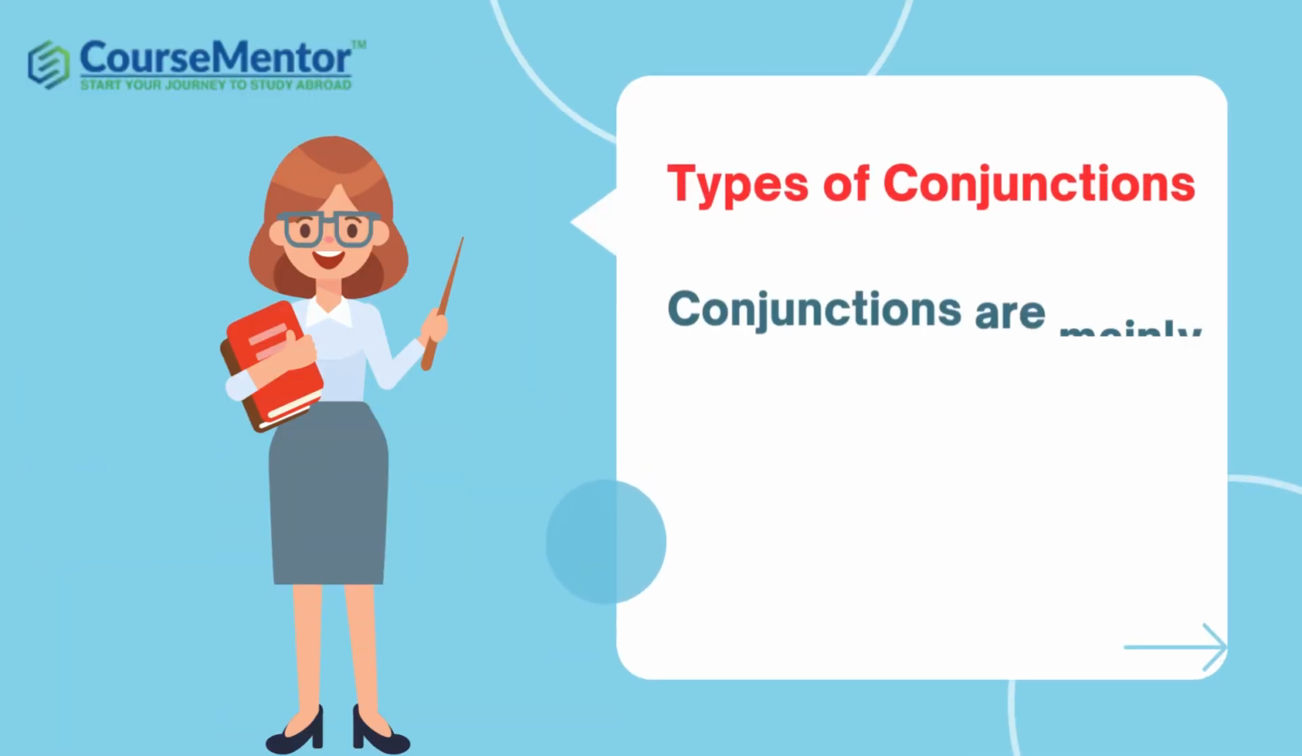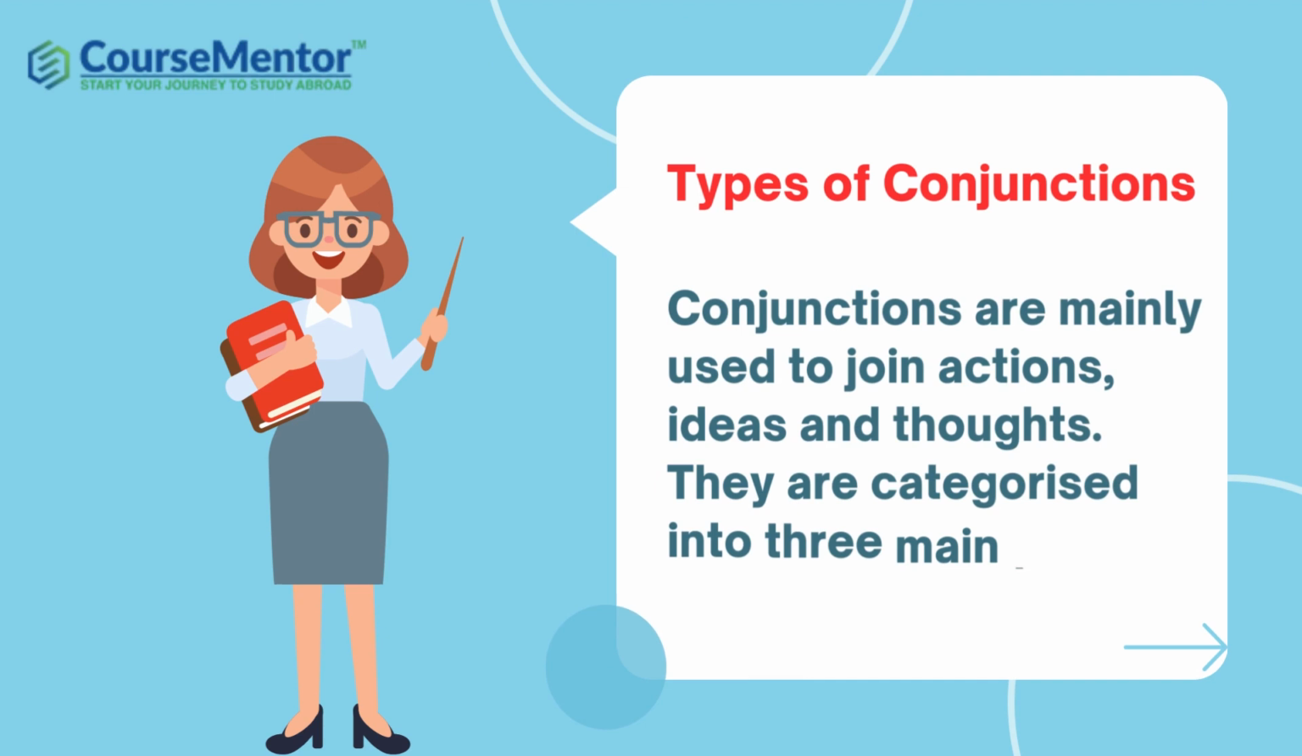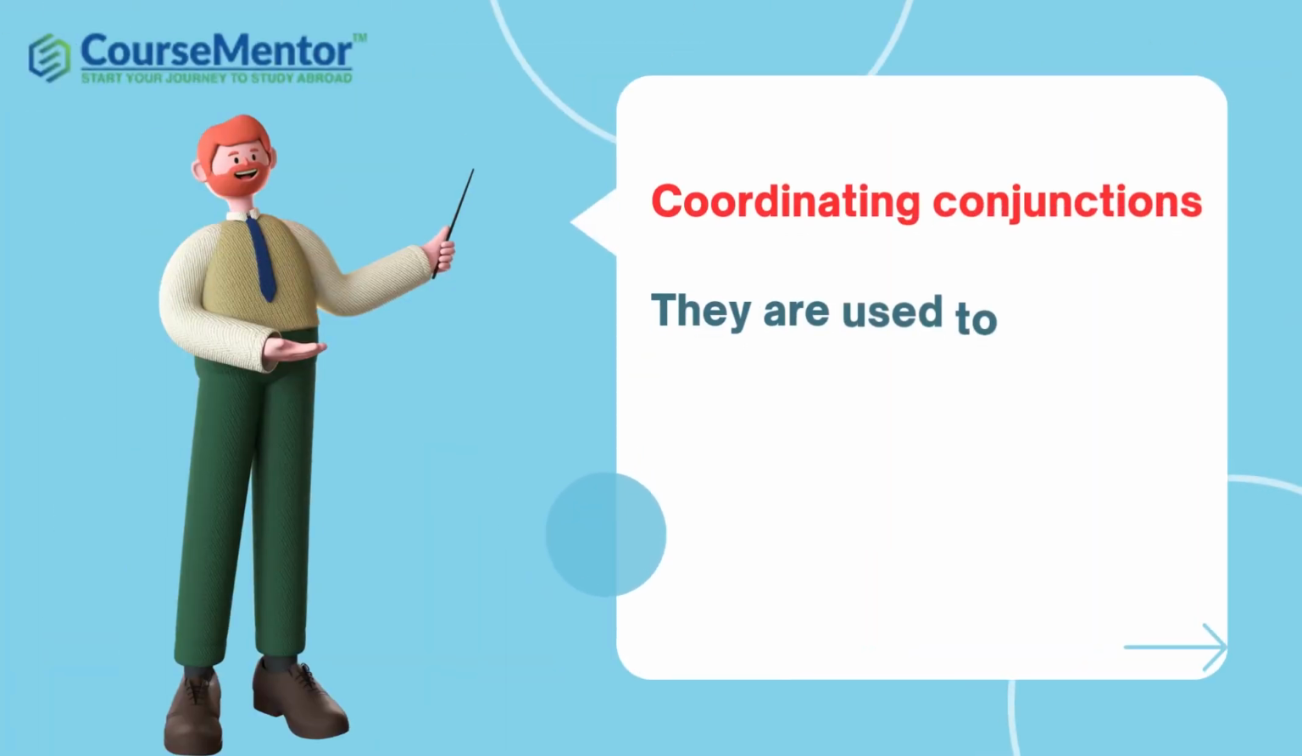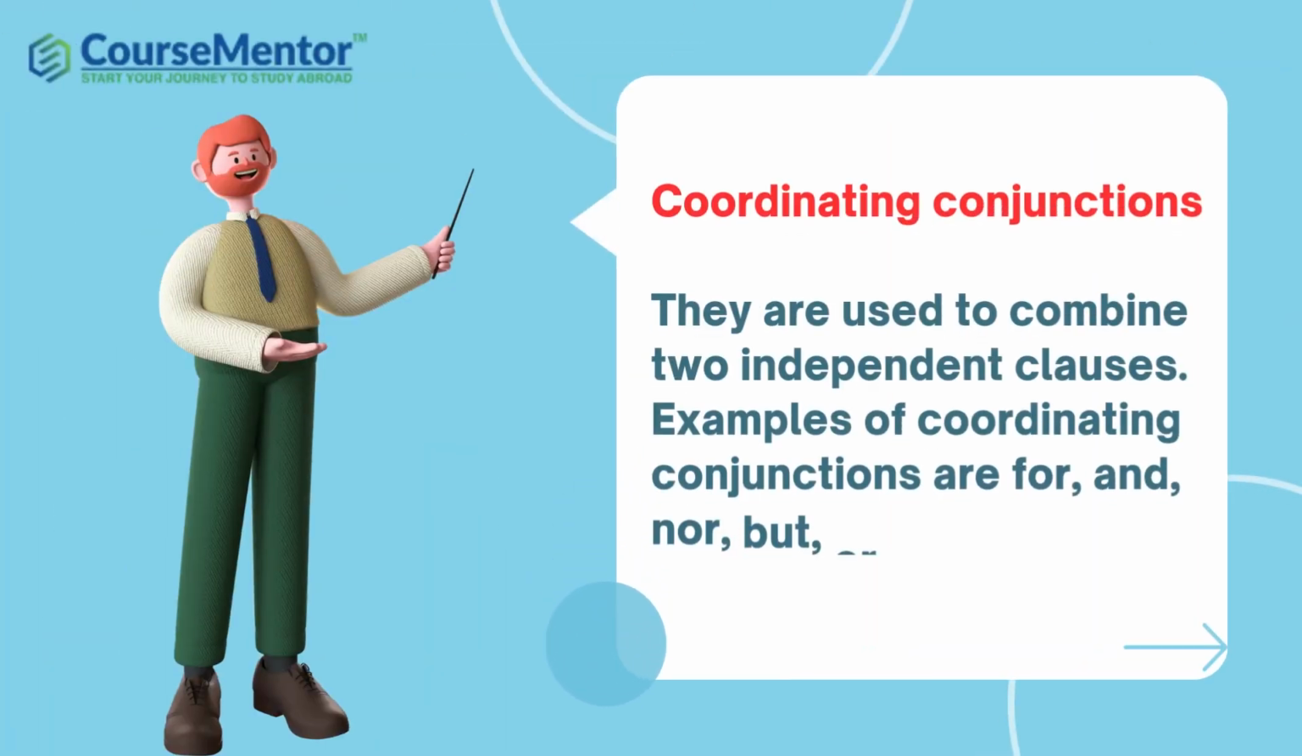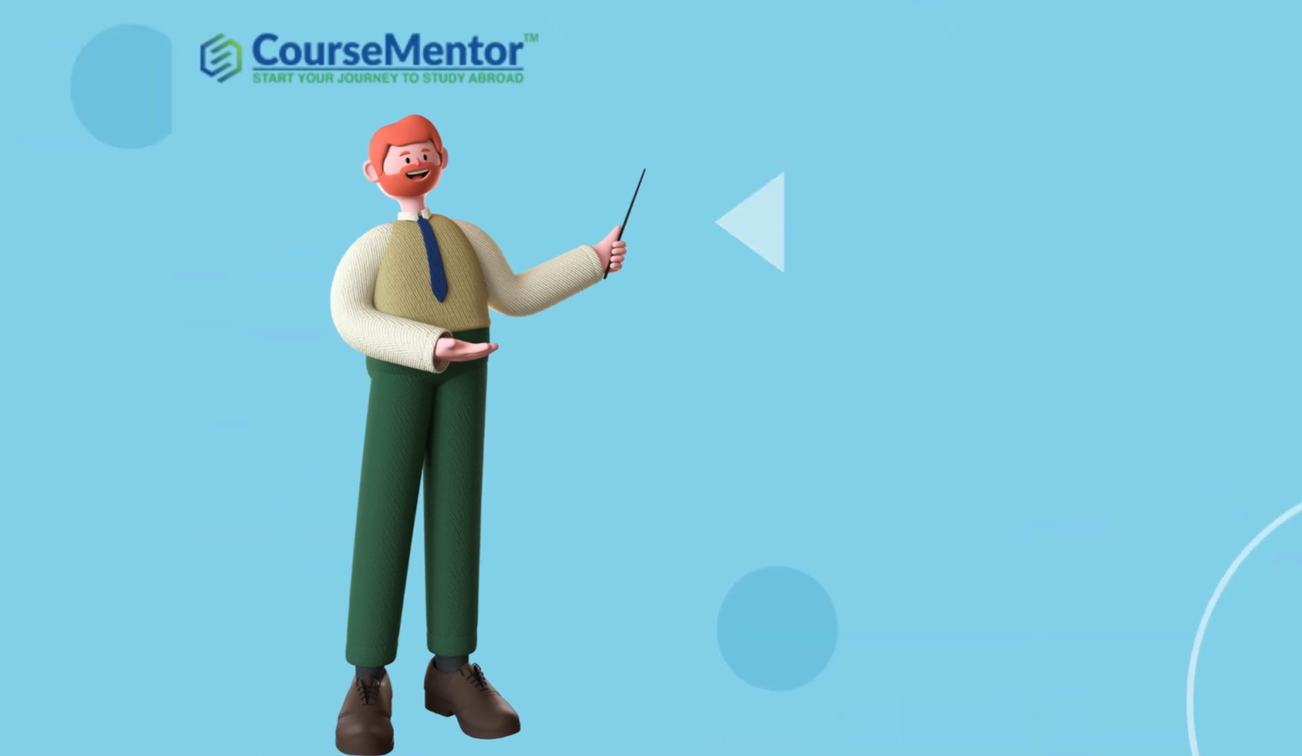Now have a look at the types of conjunctions. Conjunctions are mainly used to join actions, ideas and thoughts. They are categorized into three main types. Coordinating conjunctions. They are used to combine two independent clauses. Examples of coordinating conjunctions are for, and, nor, but, or, yet and so.